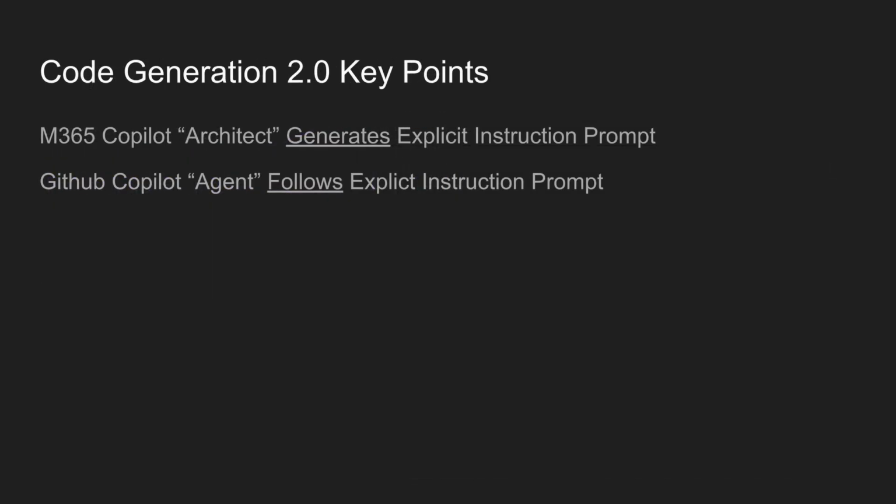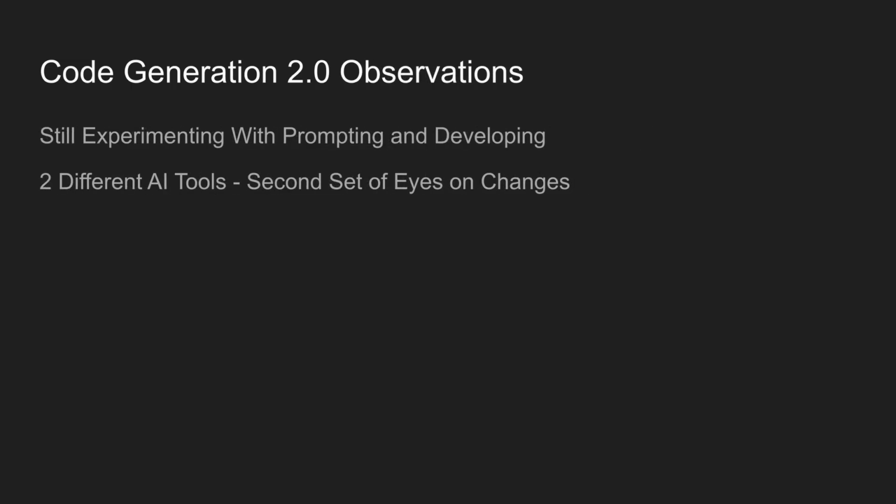After we've been doing this process, again, the key points about it, we have a M365 Copilot architect. That's the one that's generating the explicit instructions, right? It's very detailed in what it expects we're going to go build. And then we have the GitHub Copilot agent that follows those explicit instructions. It goes out and creates all of the functionality in agentic mode in GitHub Copilot once we upload a very detailed prompt for it to go execute. Some of the other observations, it took a bit of back and forth to get the prompt process right.